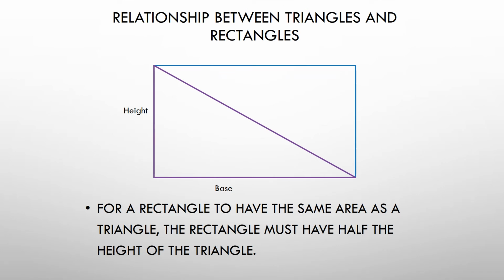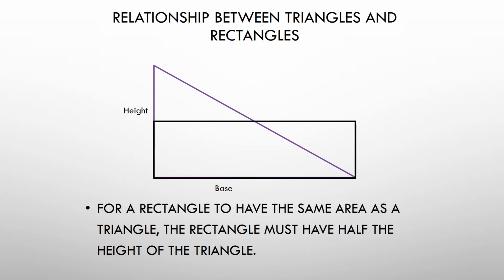For a rectangle to have the same area as a triangle, the rectangle must have half the height of the triangle. So if the rectangle is half the height of the triangle, then the rectangle is equal in area to the triangle.